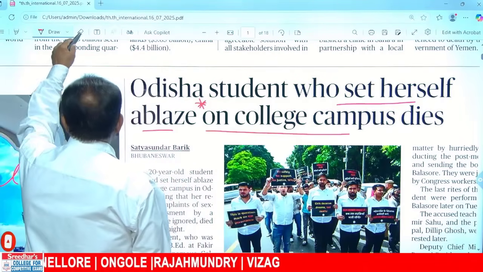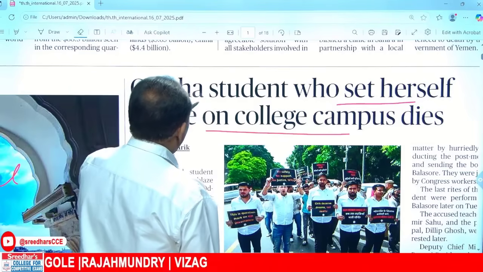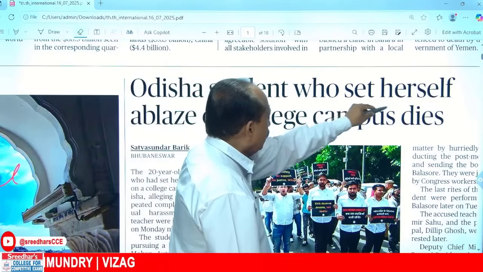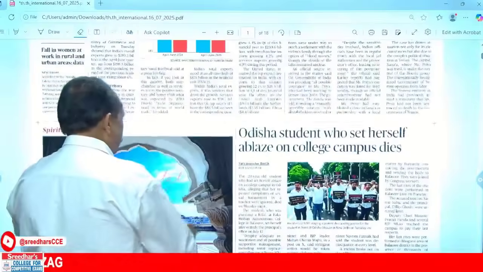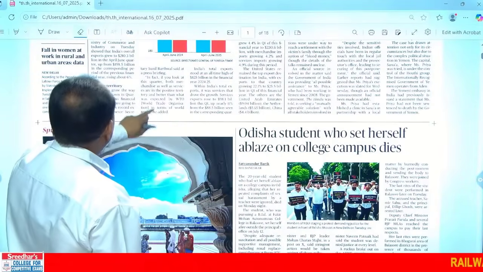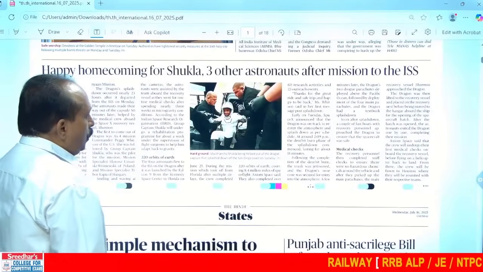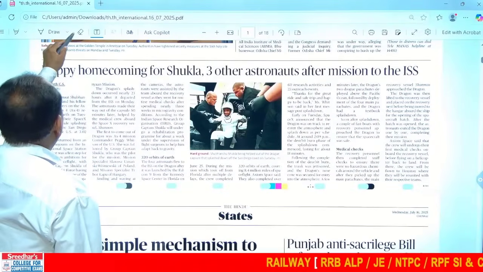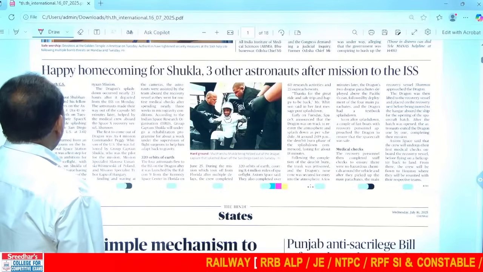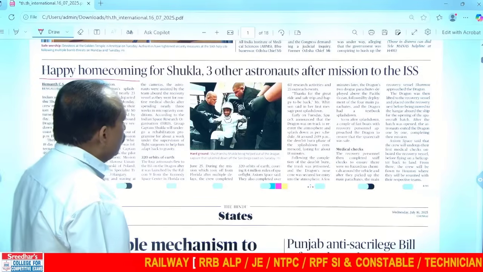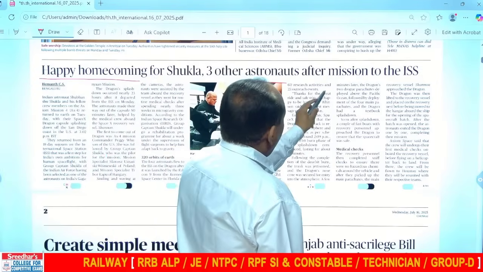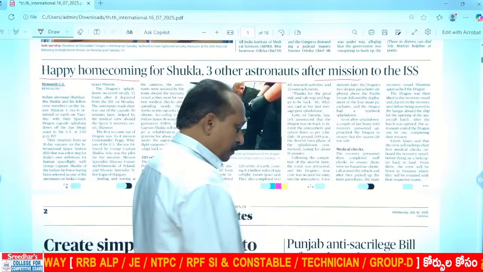Coming to the next one, I guess that is the last one. Let us see. Here we have one more news item. Happy homecoming for Shukla, 3 other astronauts after mission to the ISS.